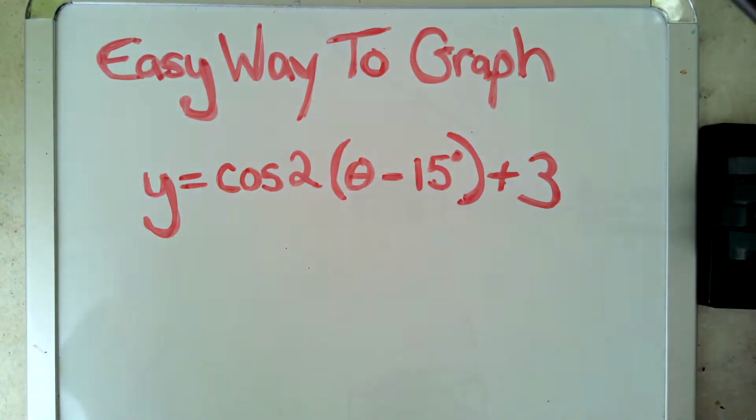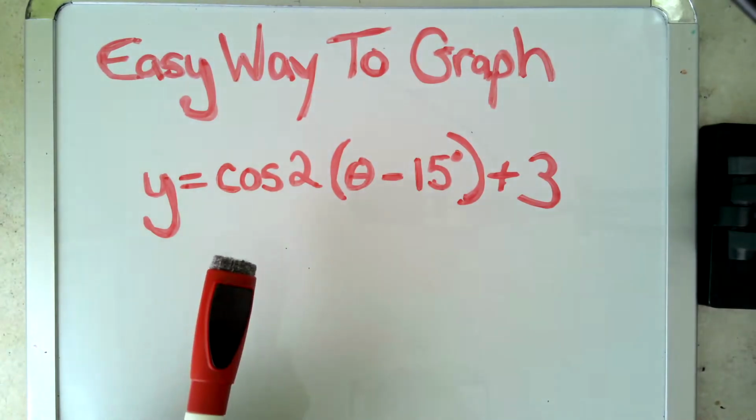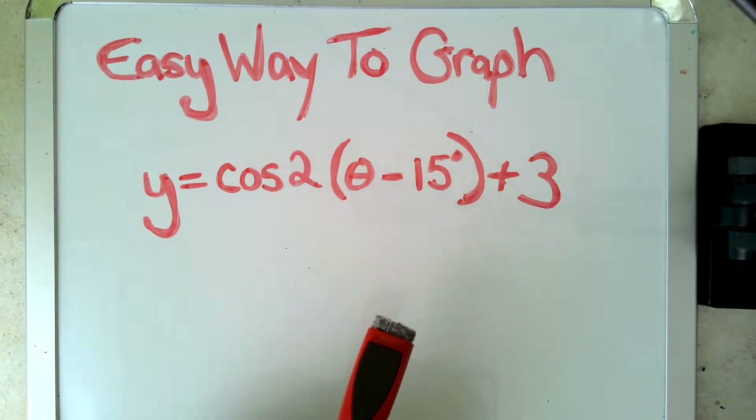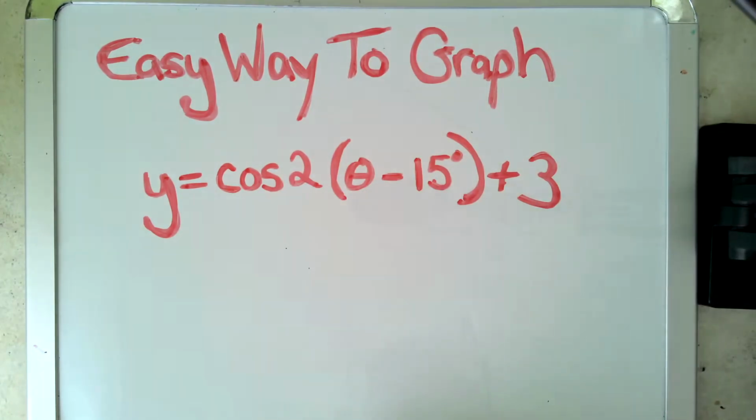Okay, today's mission is to find an easy way to graph the equation y equals cosine of 2 times parentheses theta minus 15 degrees, and parentheses plus 3. So to do that, we want to go back to the parent equation and remember some things about it.